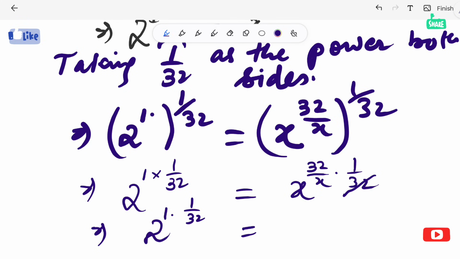Now this 32 will be cancelled. See, this is the magic. So x is having power 1 by x, isn't it? Please keep the right hand side as it is, x to the power 1 by x. The unknown terms which are having the power are both the same, that is x, which has 1 by x as power, isn't it? So this you can call homomorphism.